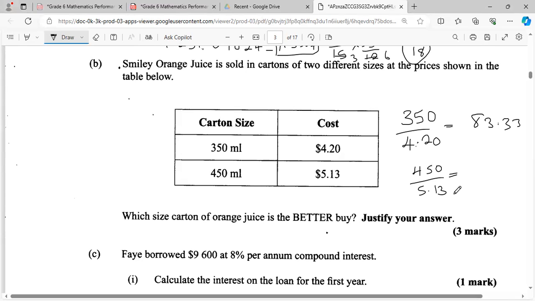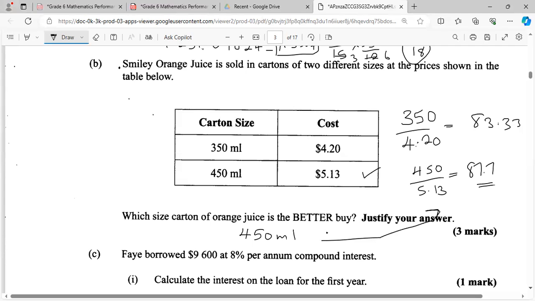Let's see what $1 gives you for this. So it's 450 divided by 5.13, and that's 87.7. So this would be the better buy because $1 will give you more milliliters. So the better buy would be the 450. And of course, you could put a little note to justify it. Show them that.